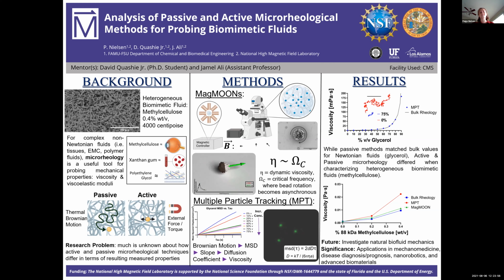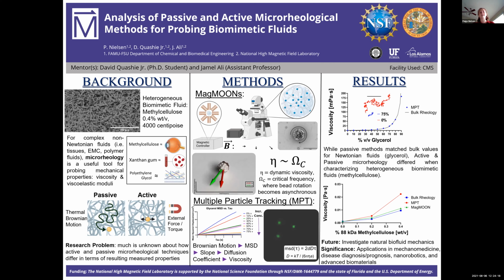Here we investigate the differences in results from two different types of microrheology, active and passive. Passive microrheology utilizes small colloidal tracer particles embedded in a fluid and relies on thermally driven Brownian motion to measure its properties. Active microrheology relies on an external force, such as a magnetic field or optical laser, to drive the particle against its environment and measure its viscosity.